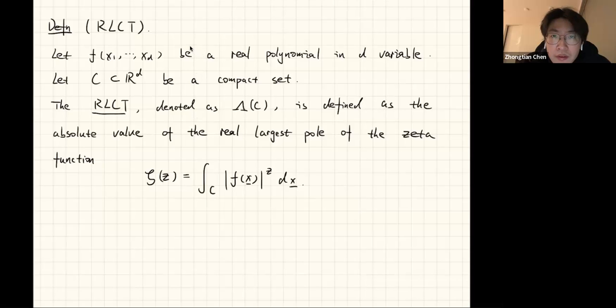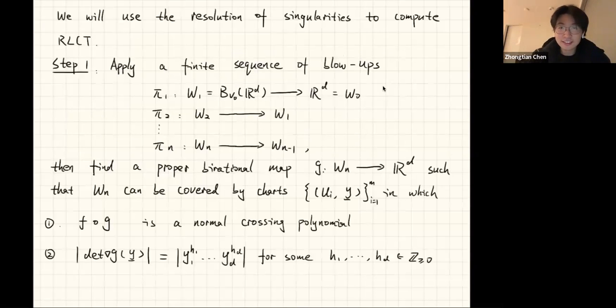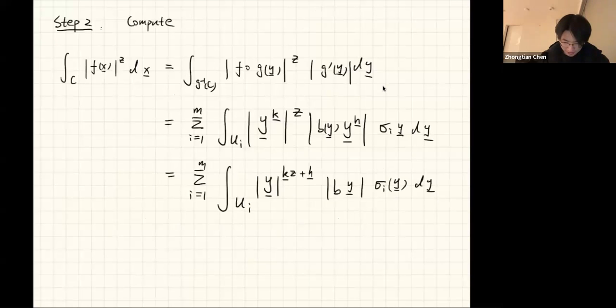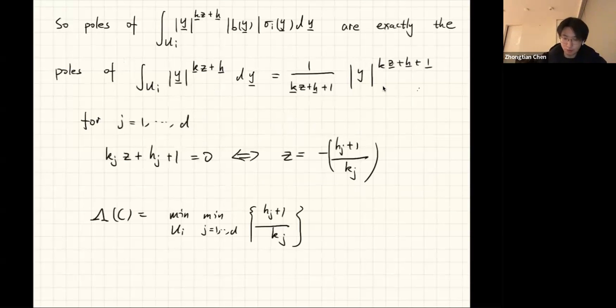How do you know this function even has any real poles? Oh, we computed, right? It's by the resolution of singularity, we computed what the poles are. We reduce to the situation that poles of this function will just be poles of this function. And we can do the integration, right? And the poles appear when the denominator is 0.